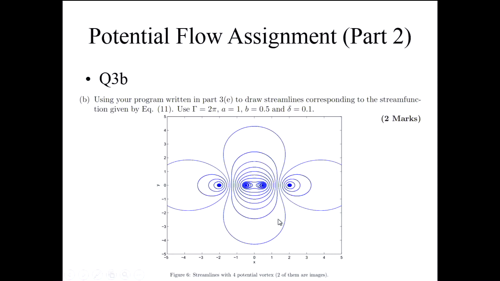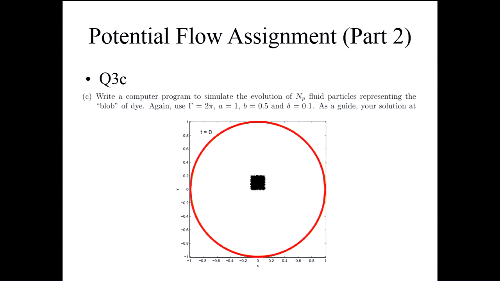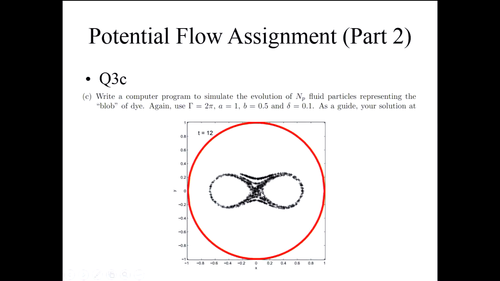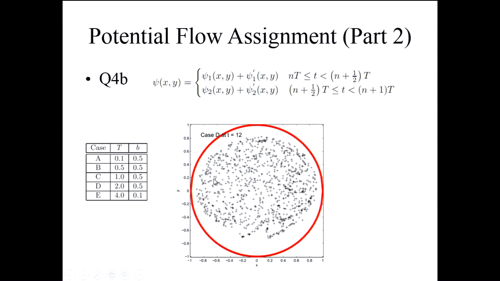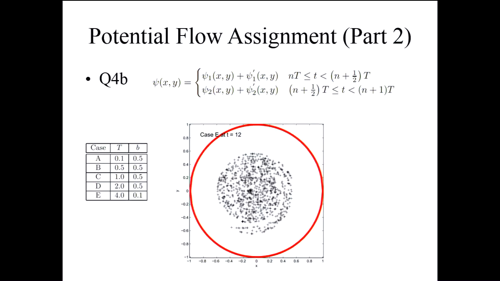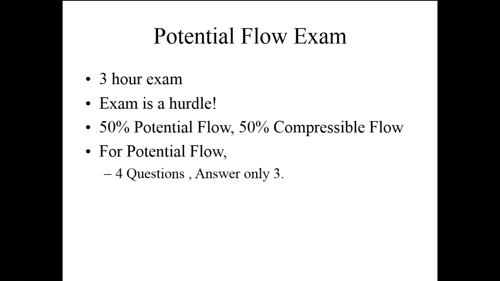And this one is for the mixing particle problem. You start with a blob of dye, which looks like this, and then after mixing with some different parameters, you get a pattern like this. And this is case D, which is very well mixed, and this is case E. It looks less effective than case D. I think that's all he gave me.